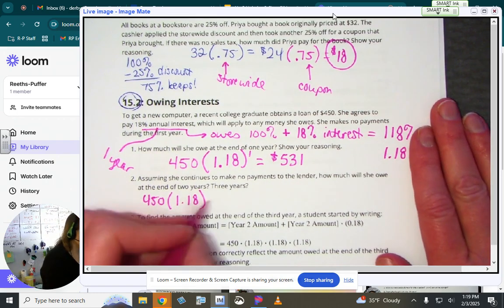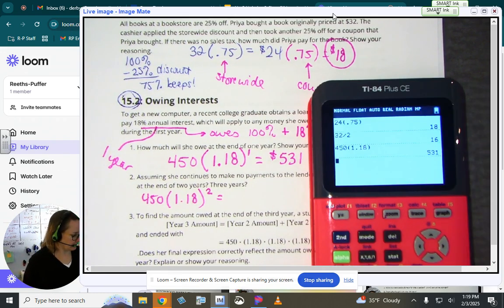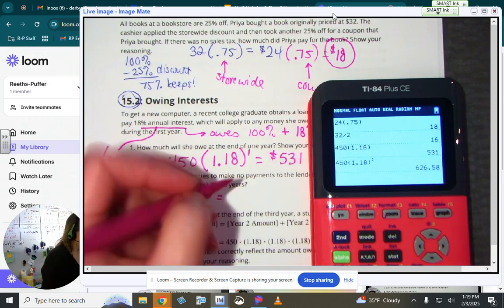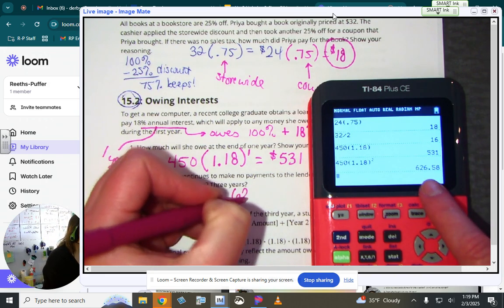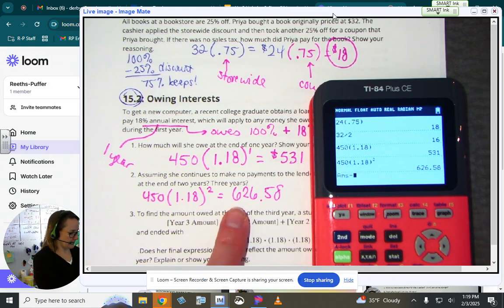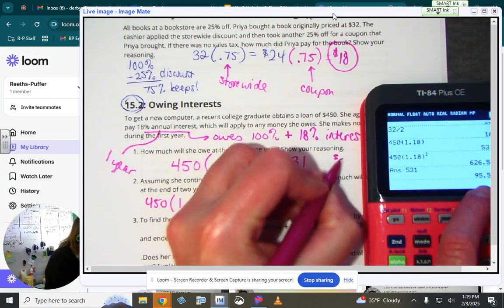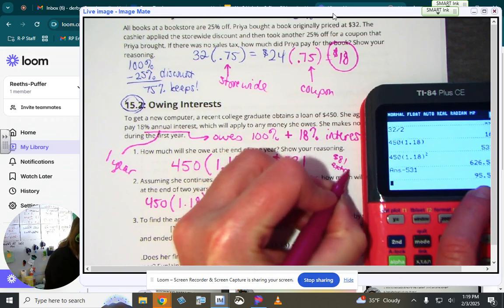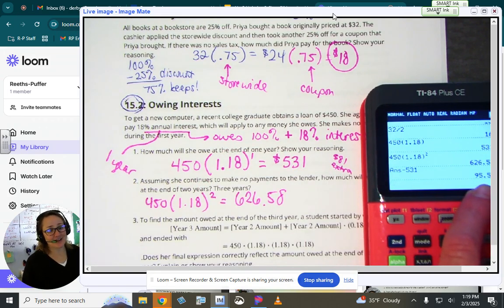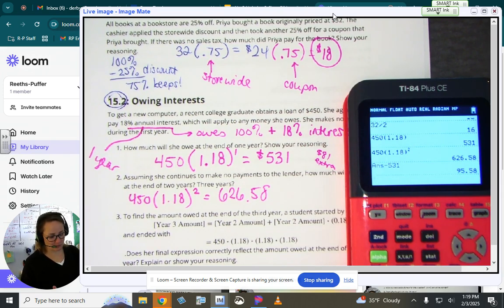So if it's the end of 2 years, we're going to bring it up to the second power. 450 times 1.18 to the second power is $626.58. That means in the first year it was $81 extra. Now it's $95 extra. Guess what? She's going to owe more than that for the next year too.